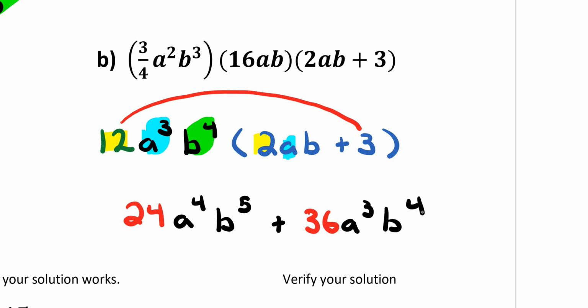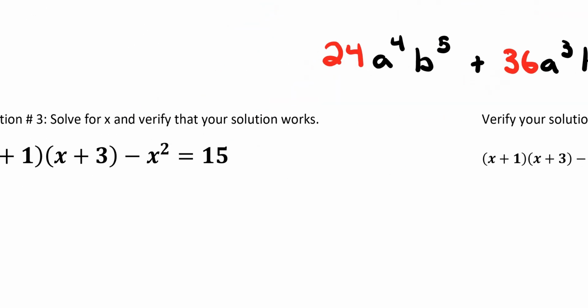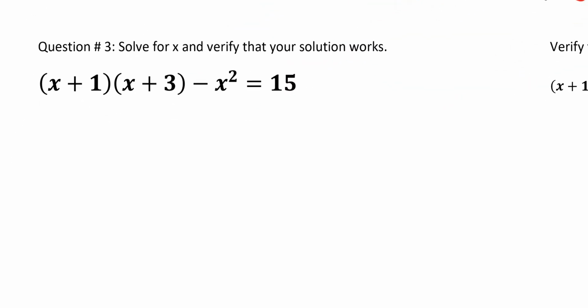And that's your final answer for 2b. Okay, let's move on to question number 3. Solve for x and verify that your solution works. Okay, so let's go ahead and apply FOIL here. So x times x gives me x squared. X times positive 3 gives me positive 3x.